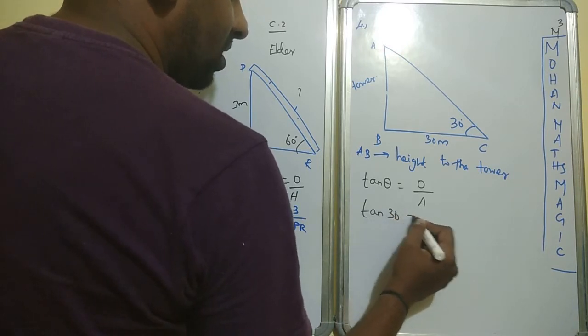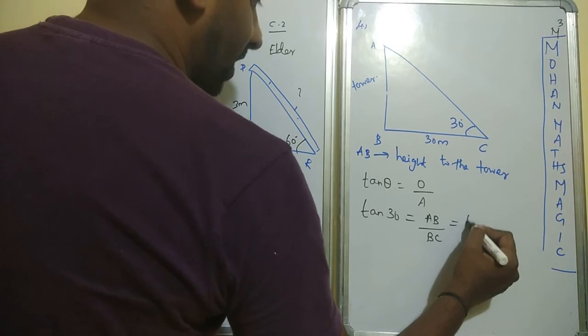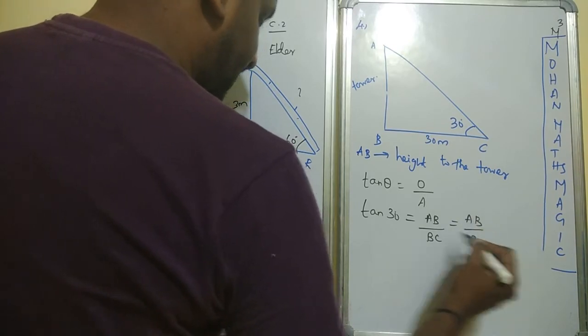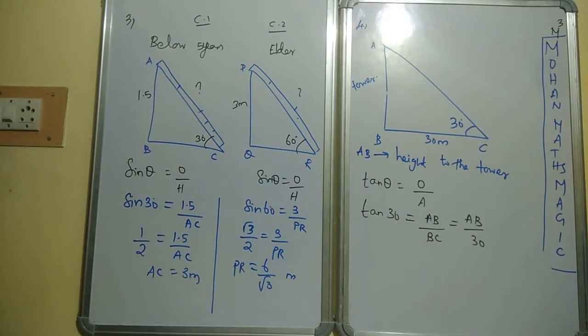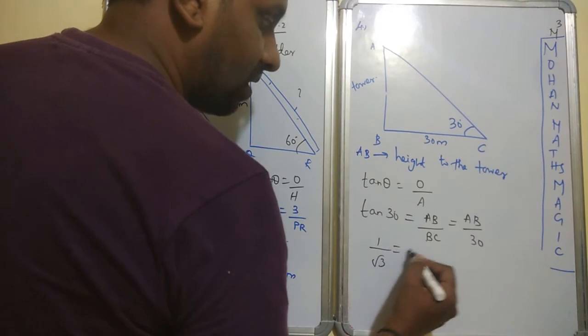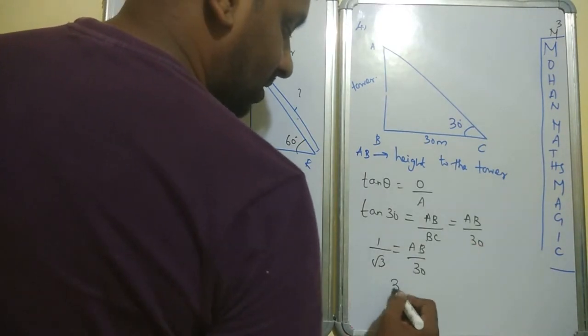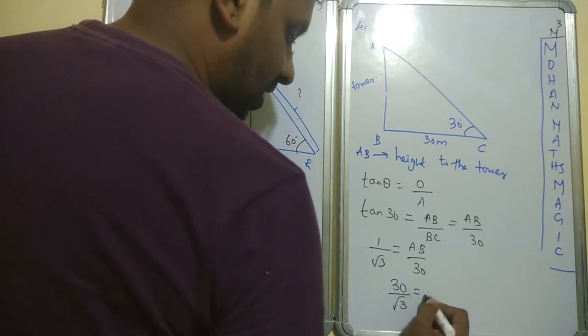So tan 30 equals opposite side AB over adjacent side BC. AB value I don't know, BC value is 30. Tan 30 value is 1 upon root 3. So 1 upon root 3 equals AB upon 30. If you cross multiply, you will get 30 upon root 3 equals AB.